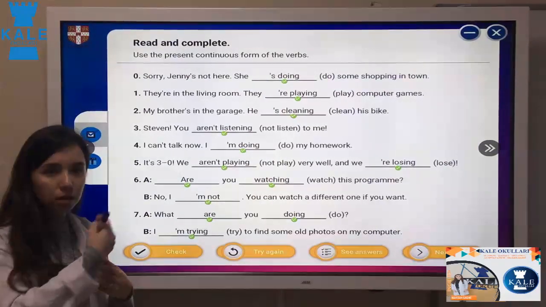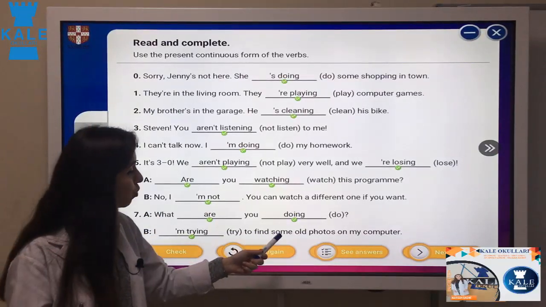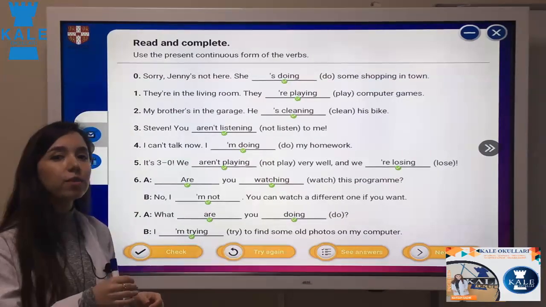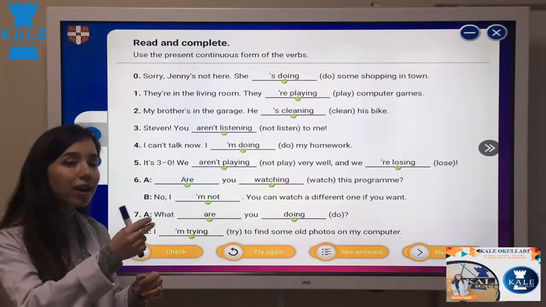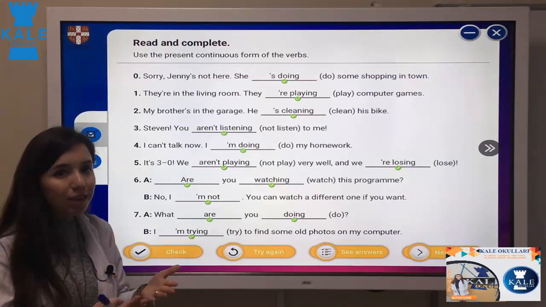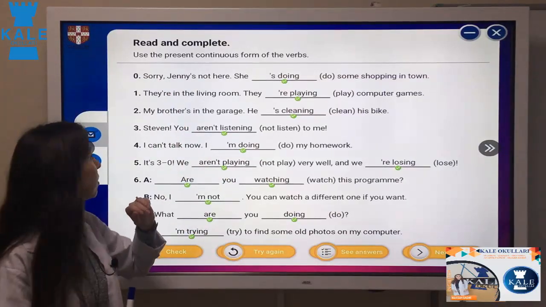For example, I am talking. Yes, I'm teaching now, explaining. I am trying to find some old photos on my computer. So now I'm working with my computer. I'm trying to find some old photos there. So this is something that right now I'm doing. It is the present continuous.